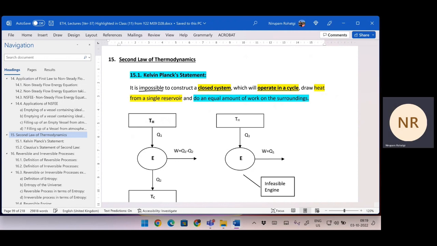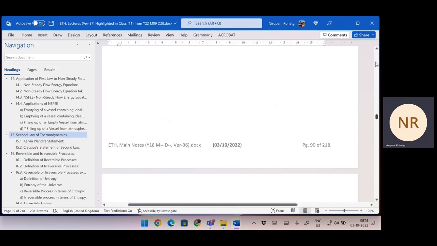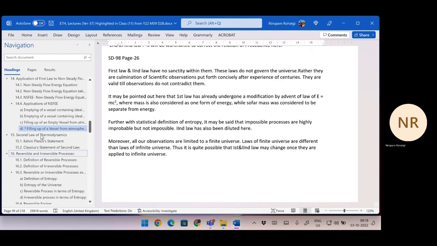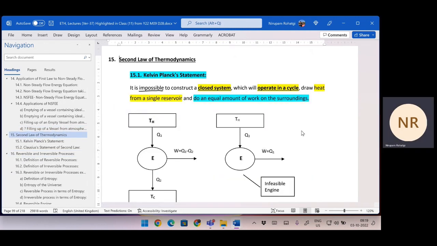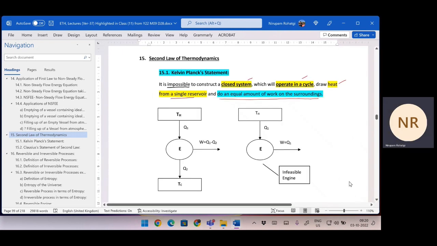to construct a closed system which will operate in a cycle. So your system has to be closed. It shall be working in a cycle. Draw heat from a single reservoir and do an equivalent amount of work on the surroundings. So if I put it diagrammatically, you see the diagram on your right side.